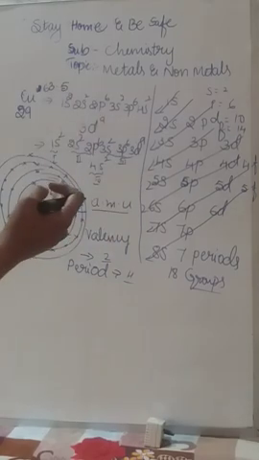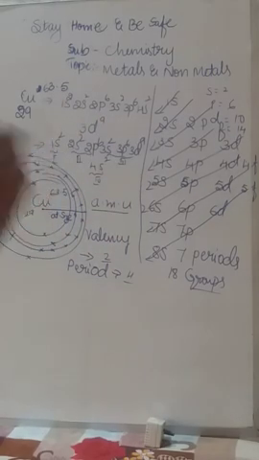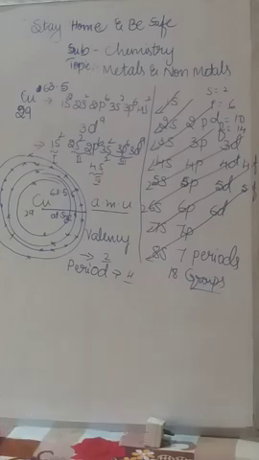Next, we can also write the electron dot formula. Electron dot structure is also there. That is very important. Without the electronic configuration, we cannot write the electron dot formula. For that sake, we require this.